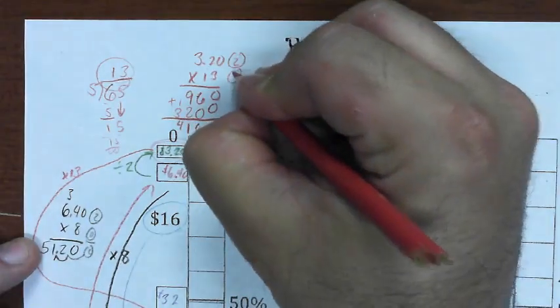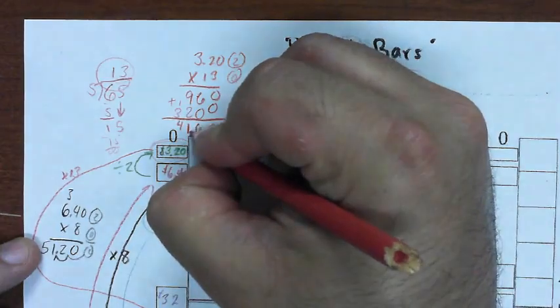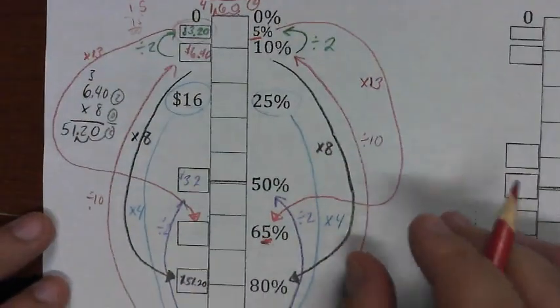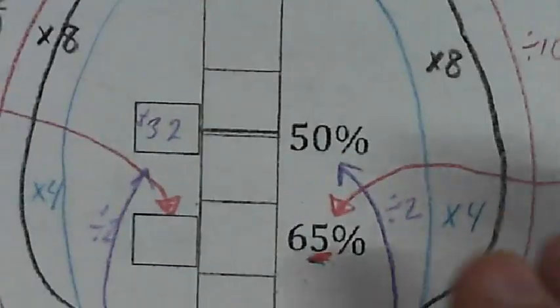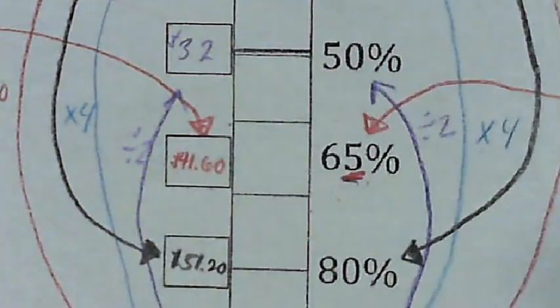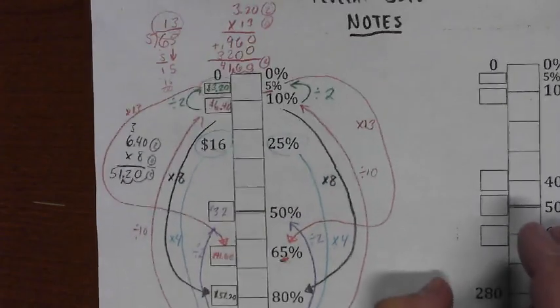Bubble strategy, that's a 2, that's a 0, so this is going to be a 2, so that means my decimal needs to be moved right there. So it's $41.60 for 65%, which is what I'm going to put right there, $41.60. Okay, and that completes all of my parts of my percent bar on the left.